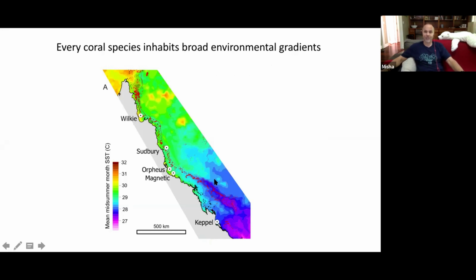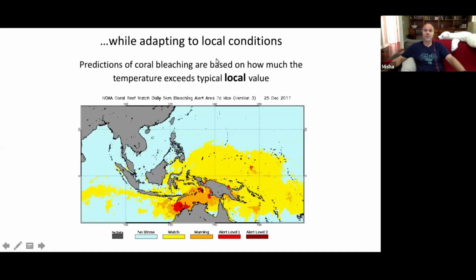broad environmental gradients. Every species of coral has a very broad distribution, usually covering even more than just the Great Barrier Reef. And so even just looking at thermal variation, you already see a lot of variation here. They not only exist across the gradients, they do adapt to their local conditions. We know this for temperature from a simple fact: the way people predict the risk of bleaching is by the increase of temperature over the local value, not over some average species-specific value, but over the local value. That creates problems.